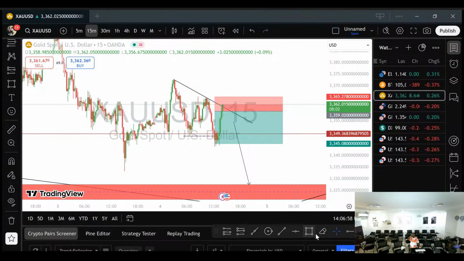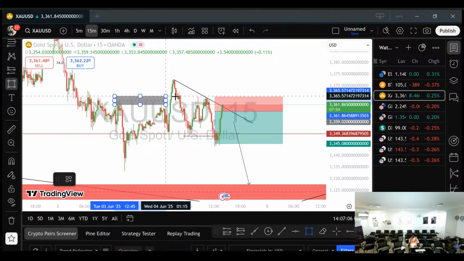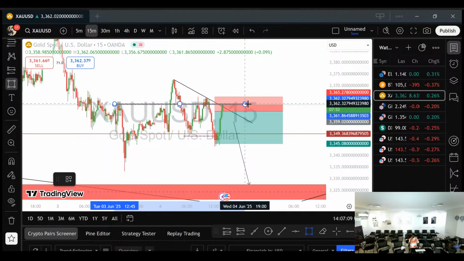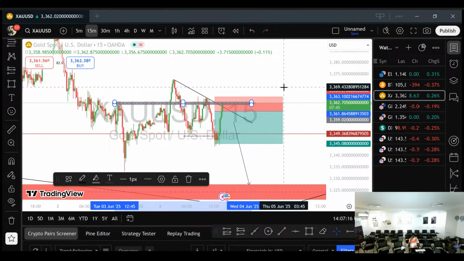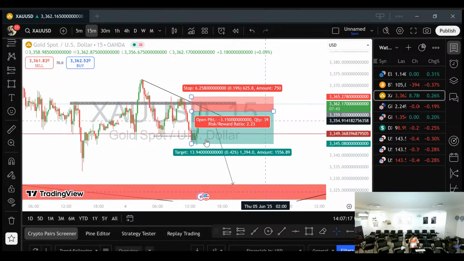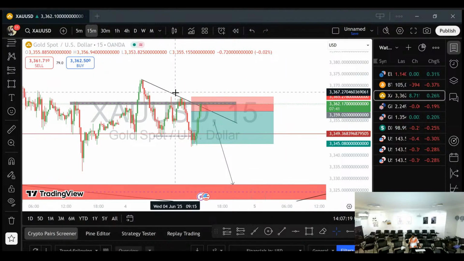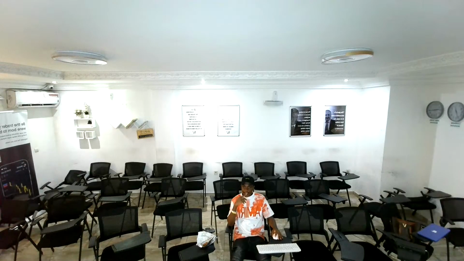If gold does not respect this level, then today is not just the beginning. Yeah, this is it. If gold sets up a fake out from here, then today is not just the beginning.